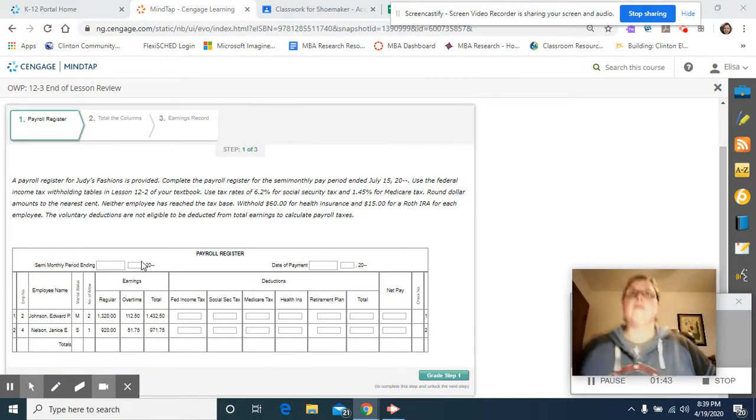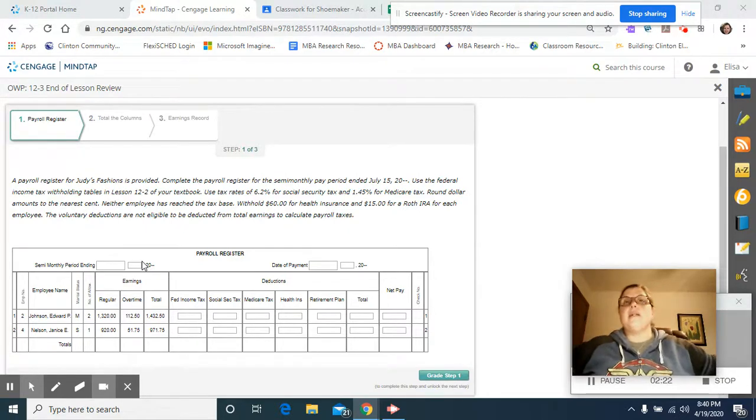Reading through the directions here, it says a payroll register for Judy's Fashions is provided. Complete the payroll register for the semi-monthly pay period ended July 15th. Use the federal income tax withholding tables in lesson 12-2 of your textbook. Use tax rates of 6.2% for Social Security and 1.45% for Medicare tax. Round dollar amounts to the nearest cent. Neither employee has reached the tax base. Withhold $60 for healthcare insurance and $15 for a Roth IRA for each employee.